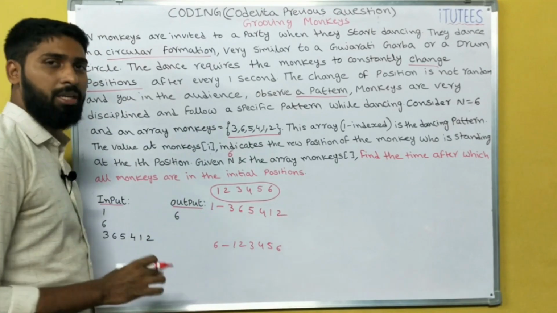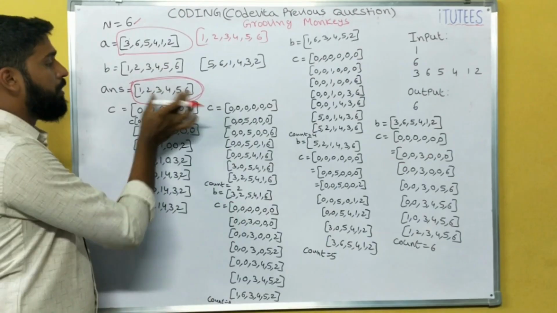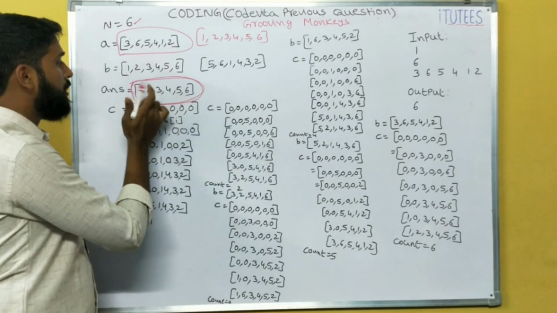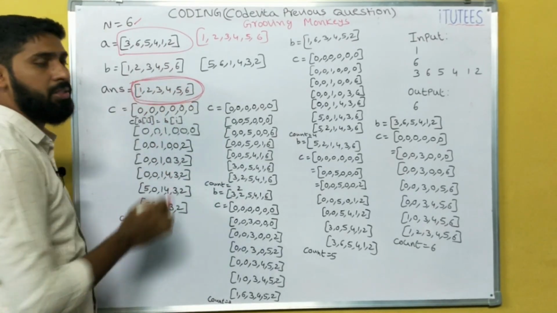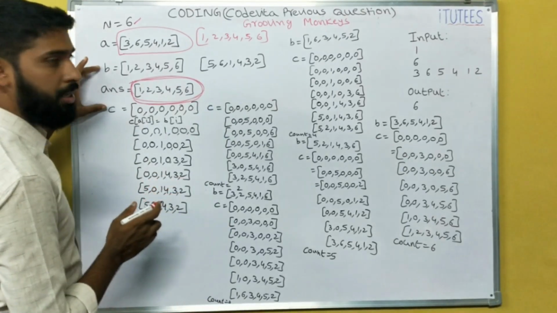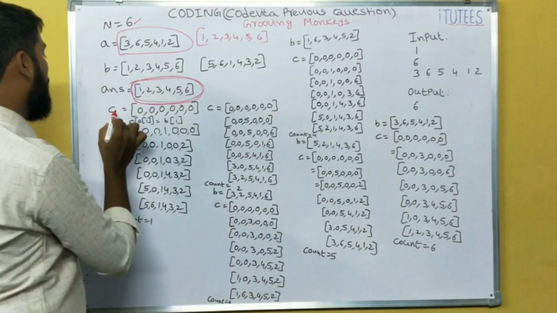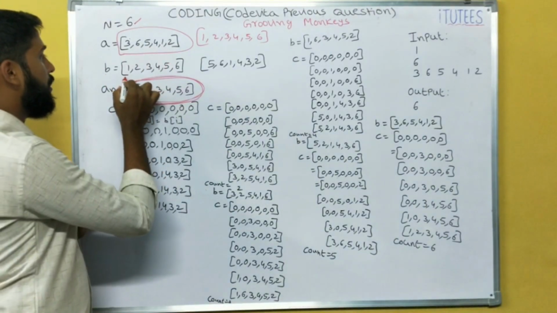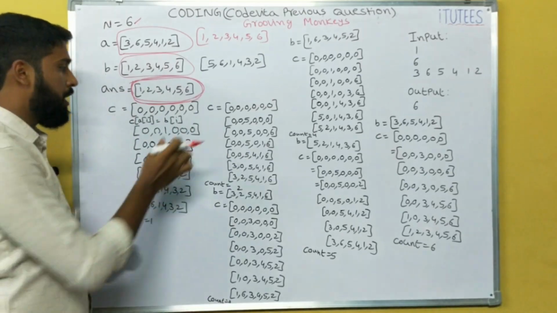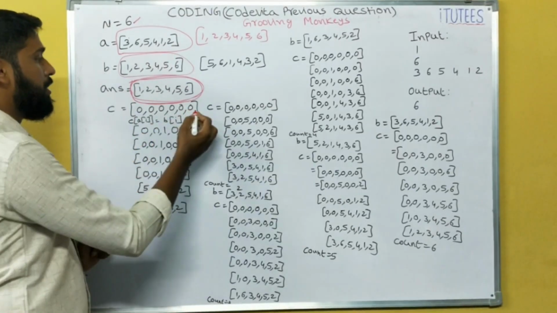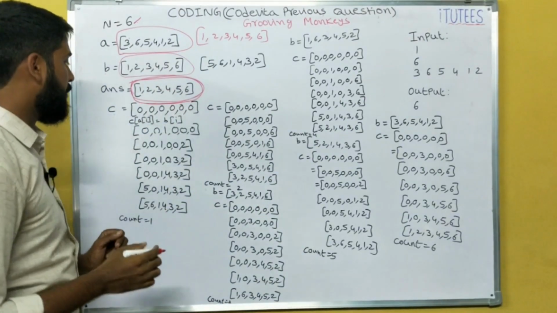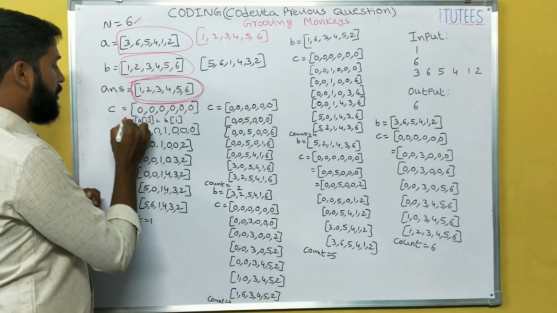Okay, now let's see how we can solve this problem. We are going to find at which time the monkeys form this format 1, 2, 3, 4, 5, 6, that is the initial format. For that I am taking two lists, one is B and another one is C. In B I store 1, 2, 3, 4, 5, 6 and C I take all zeros, as many zeros as n. If n is 6, I am going to take 6. Now we are going to write the code.